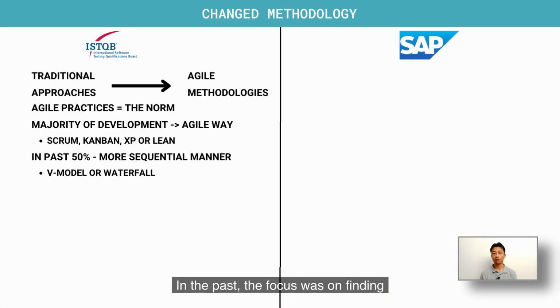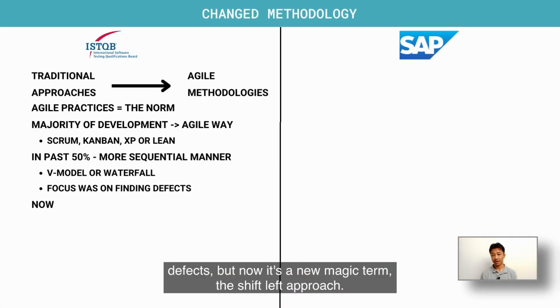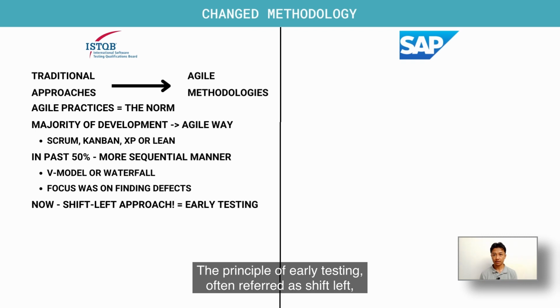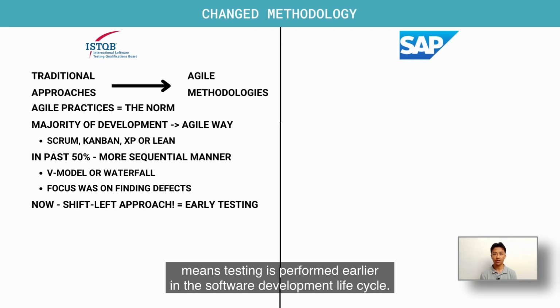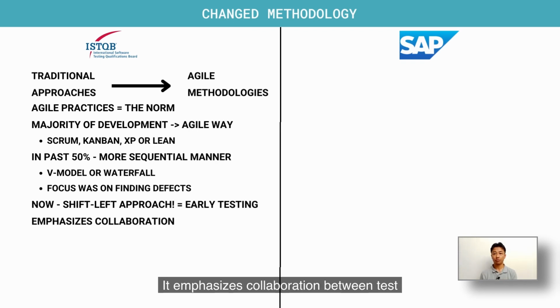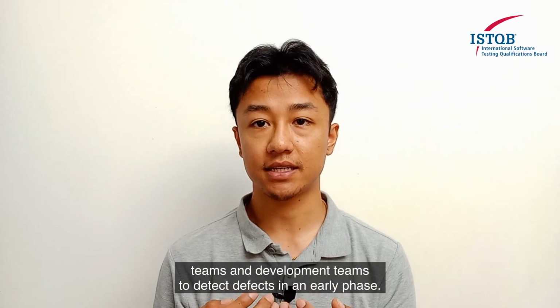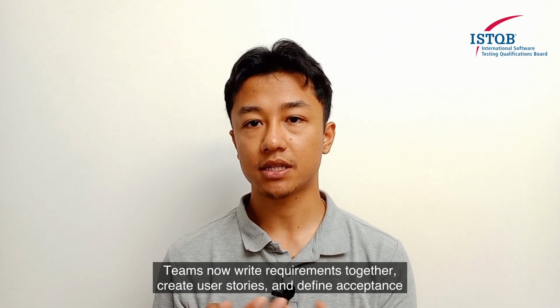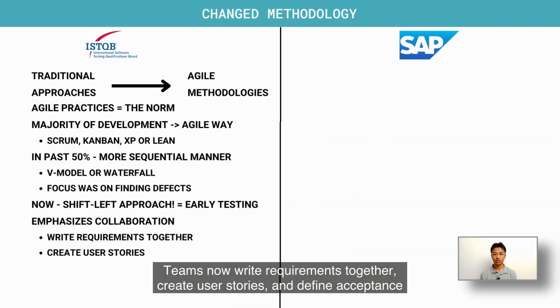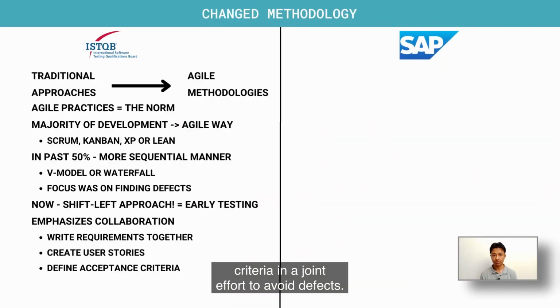In the past, the focus was on finding defects, but now there is a new magic term, the shift-left approach. The principle of early testing, often referred to as shift-left, means testing is performed earlier in the software development lifecycle. It emphasizes collaboration between test teams and development teams to detect defects in an early phase. Teams now write requirements together, create user stories, and define acceptance criteria in a joint effort to avoid defects.